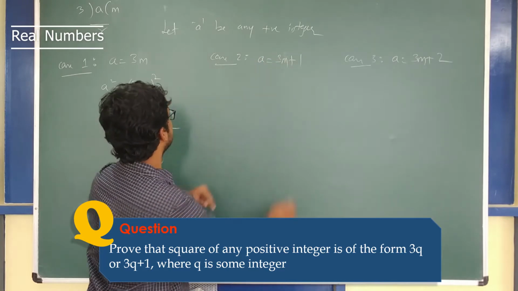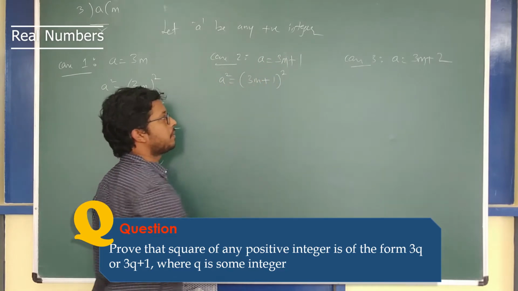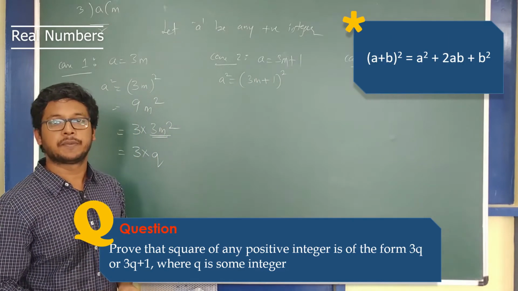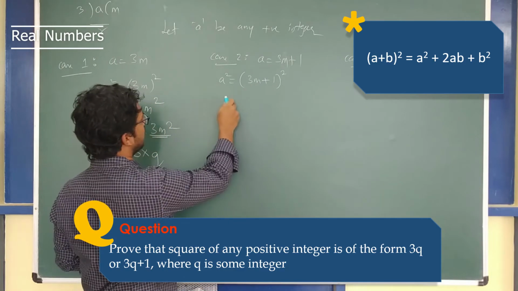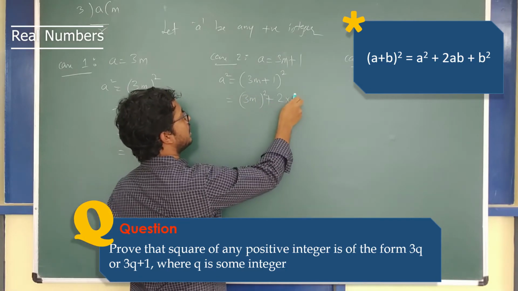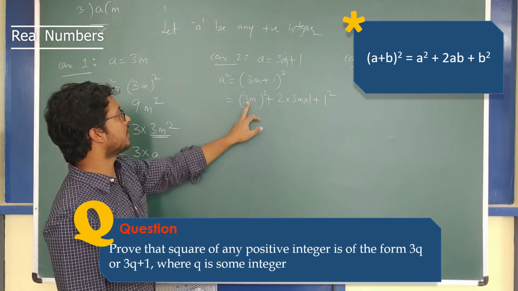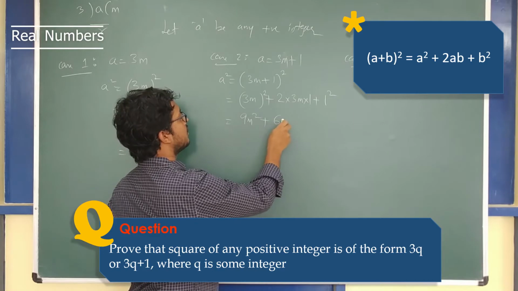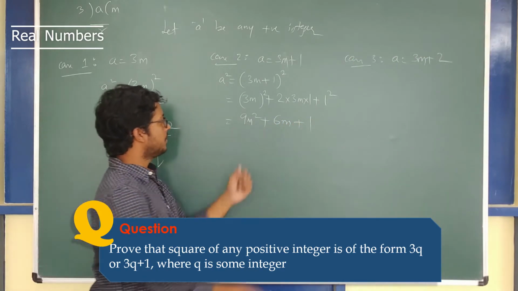Let's see what happens in the next case. So when I square this, this becomes 3m plus 1 whole square. Please don't write this as 3m whole square plus 1 square. This is of the form a plus b whole square. So what will be a plus b whole square? a is 3m and b is 1. So this becomes a square plus 2ab, 2 into 3m into 1, plus b square, which is 1 square. So now we expand this. This becomes 9m square plus 6m plus 1.